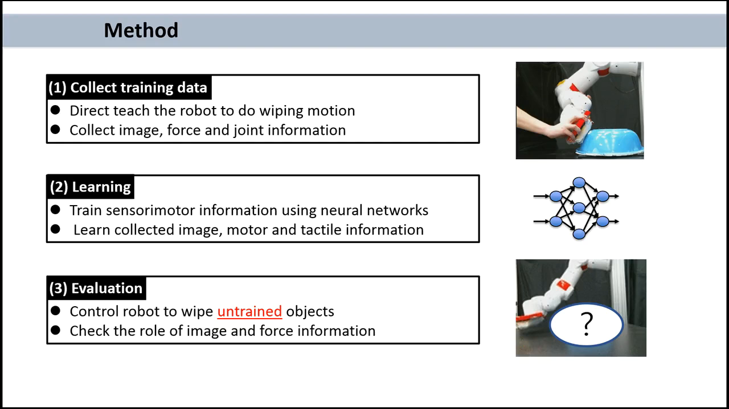The method is as follows. At first, we collect the image, force, and joint data by direct teach. Second, we train the collected data by neural network model. Finally, we evaluate whether the robot can wipe untrained objects. In addition, we check the role of image and force information in wiping task.